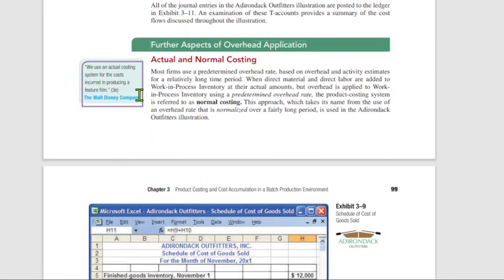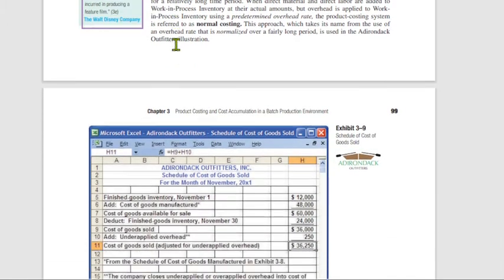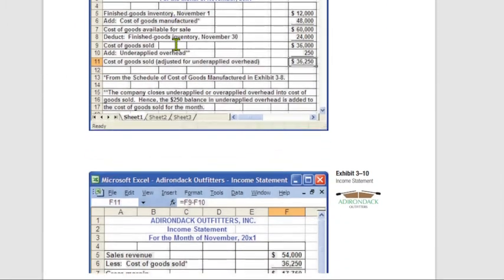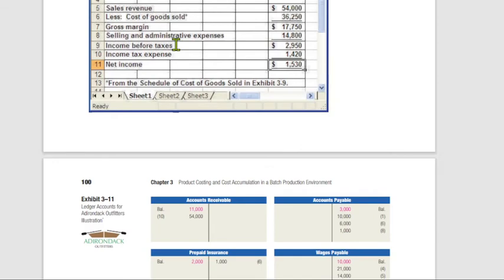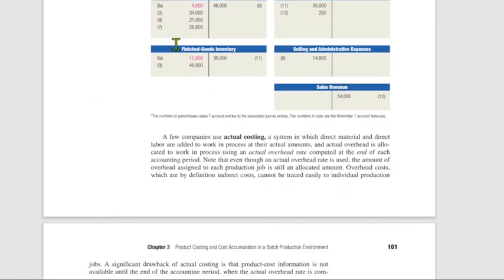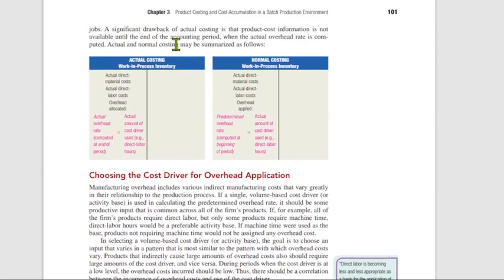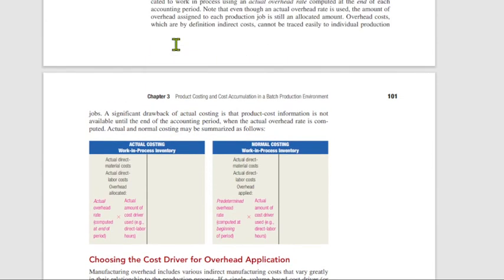Okay, let's look at the further aspects of overhead application, yung comparison between the actual and the normal costing. We use actual costing system for the cost incurred in producing a feature film, that is according to Walt Disney. So bakit kaya actual costing ang ginagamit nila? So what lies between the differentiation between actual and normal costing? So meron po tayong illustration here.